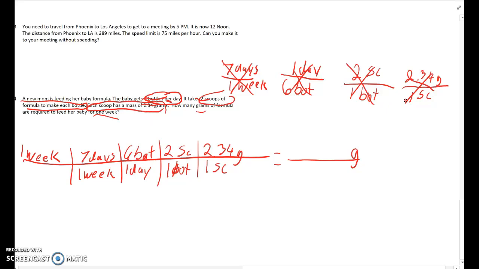I want to make sure that my units cancel out. I want to make sure I didn't plug anything in upside down or flipped over the wrong way. So weeks cancel, days cancel, bottles cancel, scoops cancel, and I'm left in grams. Now all I have to do is go and do the math. So 1 times 7 times 6 times 2 times 2.34, get that value, and then divide by everything in the denominator. In this case, everything is 1. So I don't have to worry about that. So when I get that, my answer is 196.56 grams.